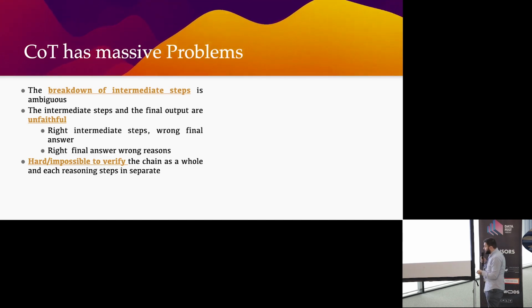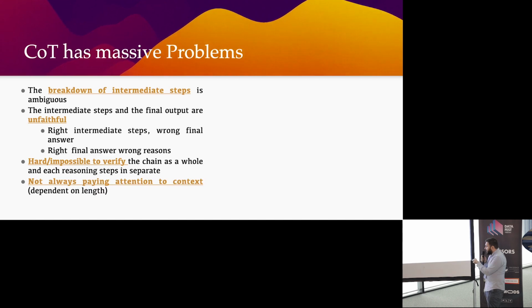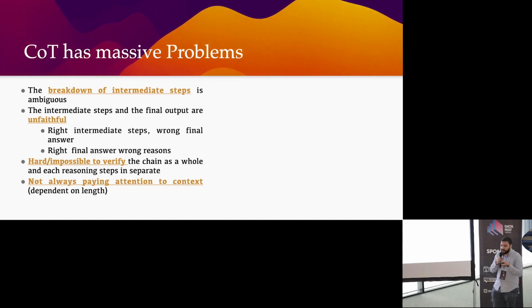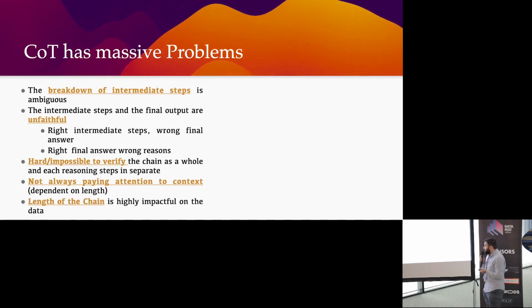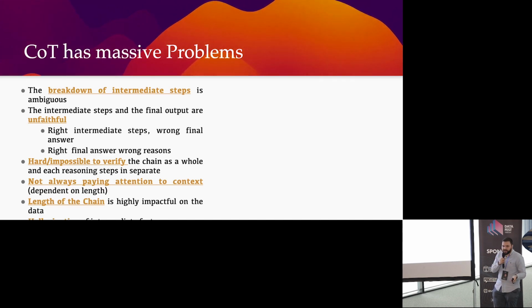That's another problem. So, as I told, we don't always pay attention to context in chain of thought application, and the longer the context gets, the worse the results get. And the length of the chain is highly impactful on the results. Also, we're prone to hallucinations with this intermediate type of reasoning.